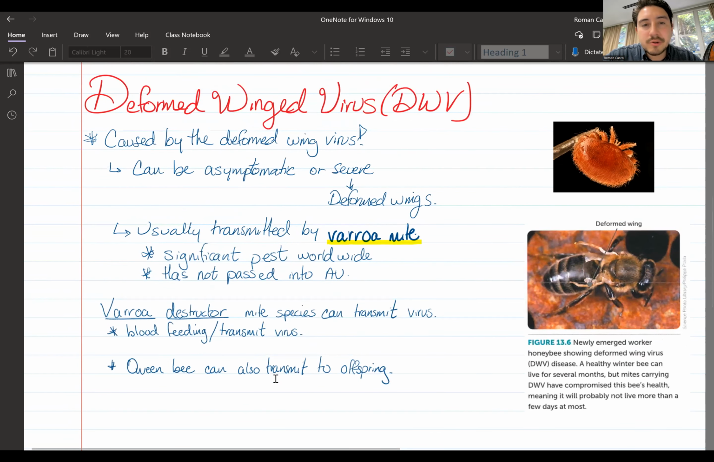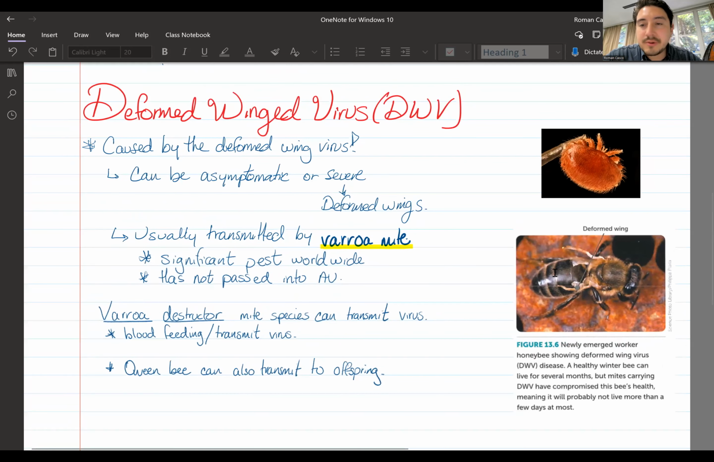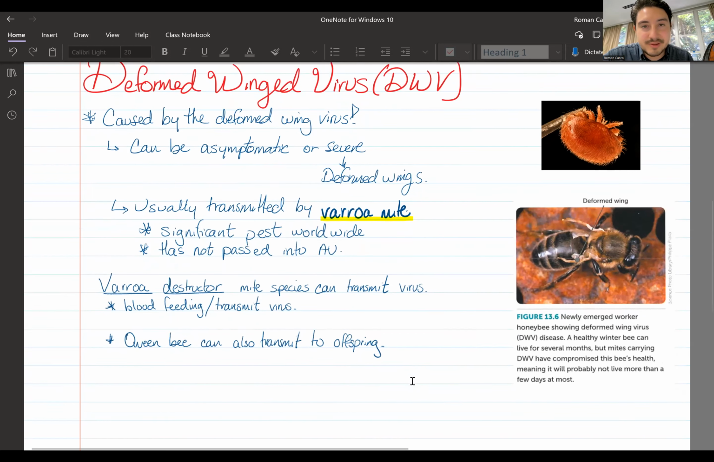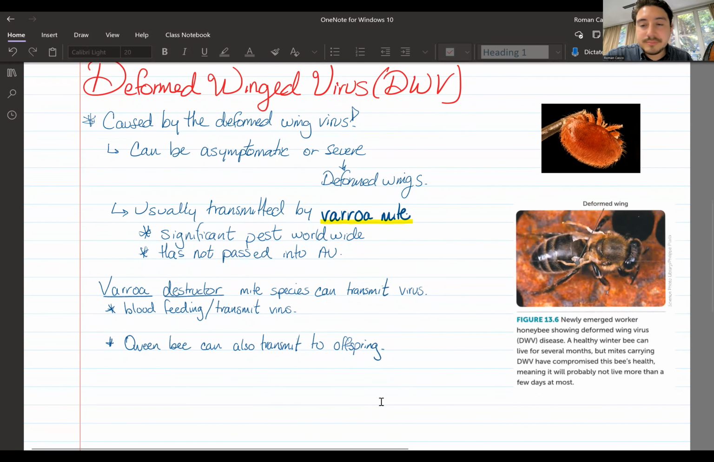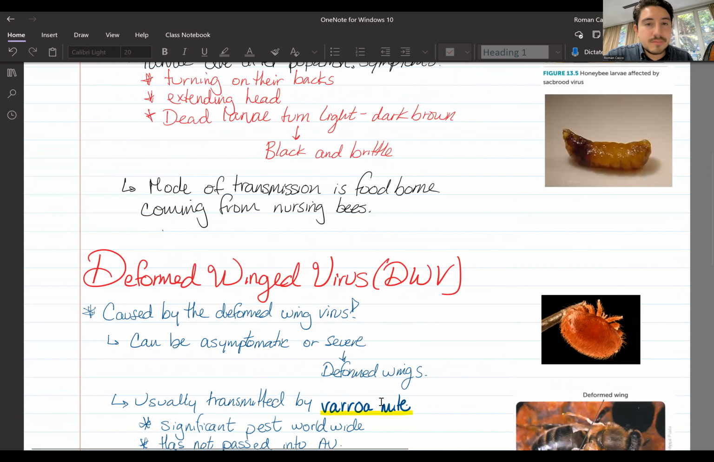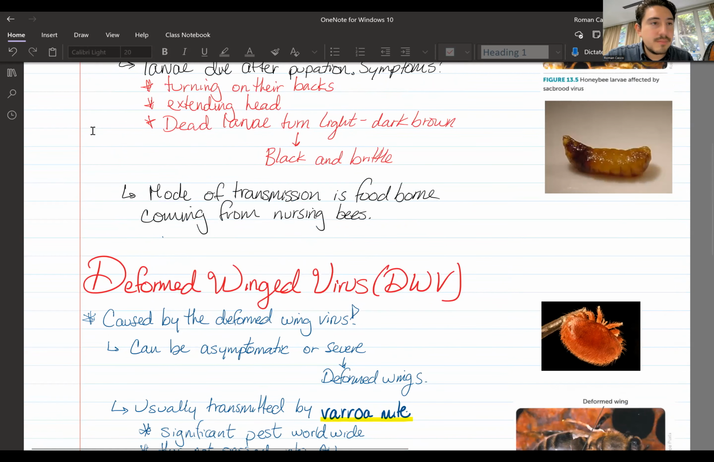But one of the most notable characteristics, of course, is that deformed wing. Ultimately, if you can't fly around and pollinate or collect nutrients, the likelihood of surviving is incredibly low. Okay, good. So these are the viruses in terms of bees.